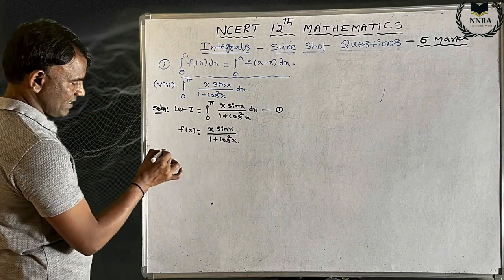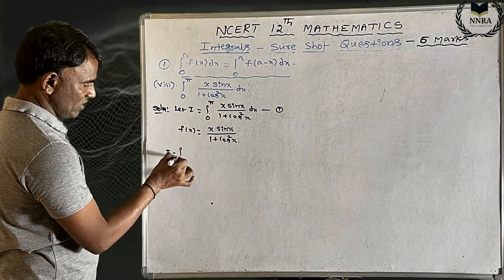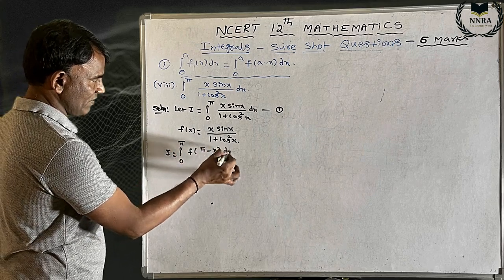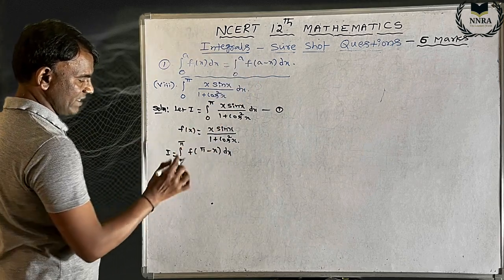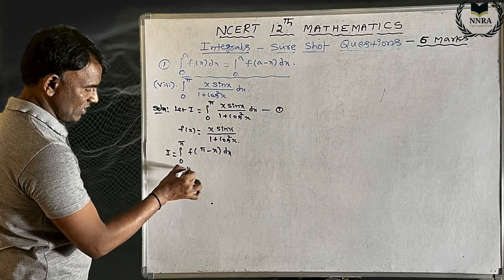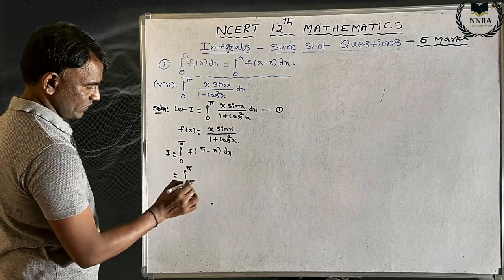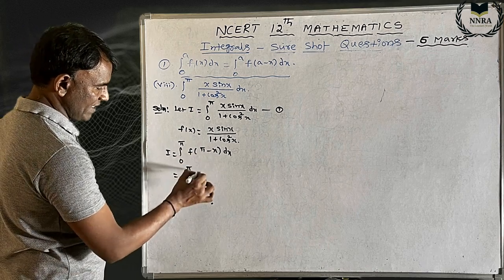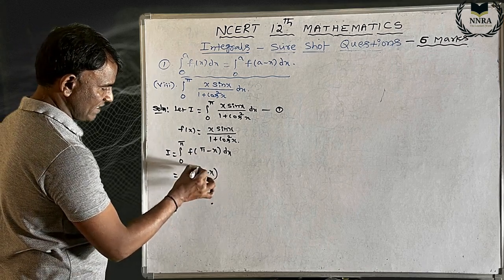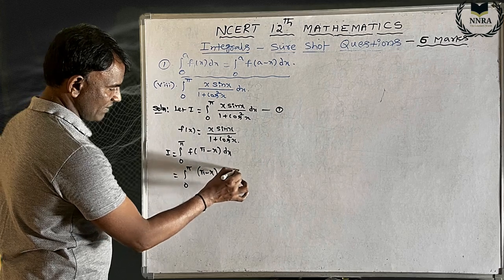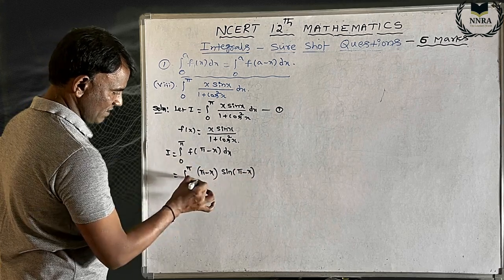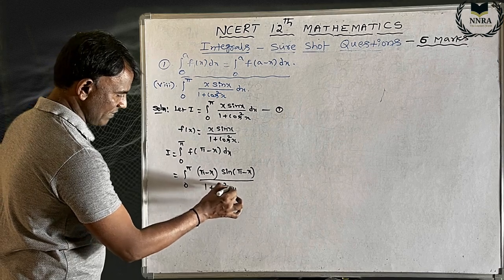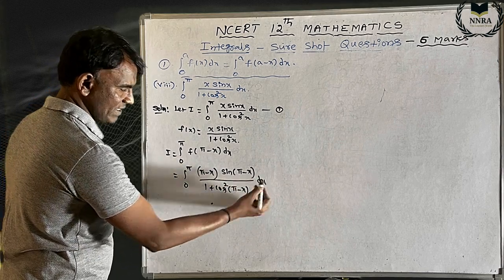After this, again write one more I, that is integral 0 to pi f of pi minus x dx. Why? Because a equal to pi. How to write it? 0 to pi. So what is that? f of pi minus x means (pi minus x) sin of (pi minus x), right? And the denominator 1 plus cos square of (pi minus x), then dx.